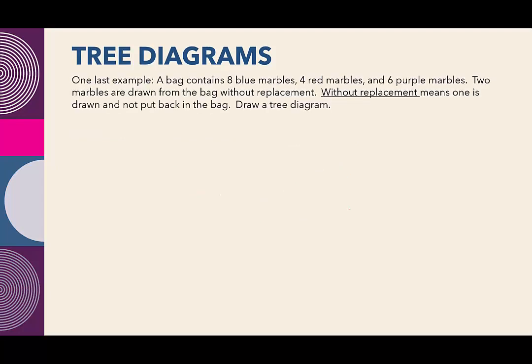One last example. A bag contains 8 blue marbles, 4 red marbles, and 6 purple marbles. 2 marbles are drawn from the bag without replacement. Without replacement means one is drawn and then not put back in the bag. So we're not drawing 2 at the same time. We're doing 1, looking at it, observing the color, and then whatever, throwing it in the trash. I don't know what we're doing with this marble. Whatever we're doing, it's not going back in the bag.